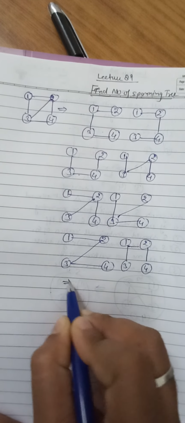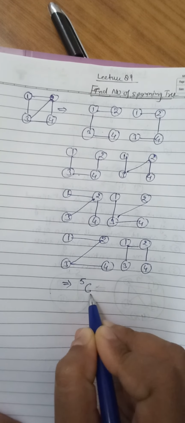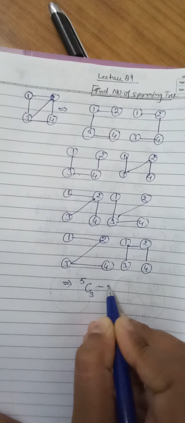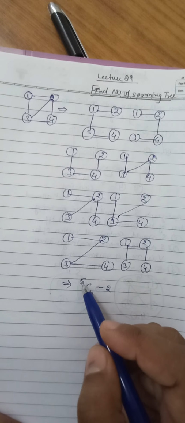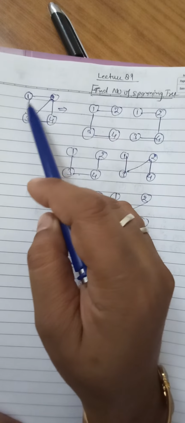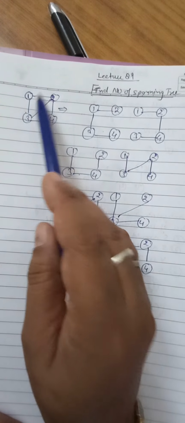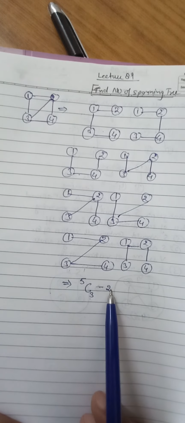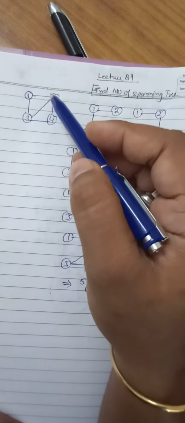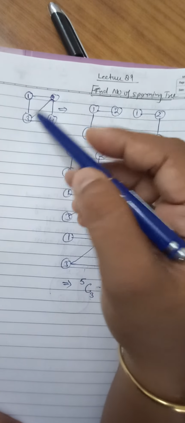If we calculate 5C3 minus 2. How? The 5 is the number of edges. How many edges are there? 1, 2, 3, 4, 5. The 3 is the number of vertices minus 1. So 4 vertices are there, so 3. Minus 2 is the number of cycles present over here. This is 1, this is 2.